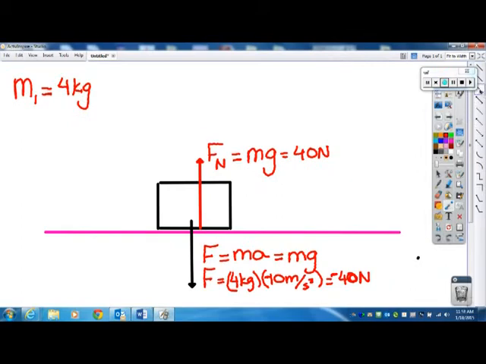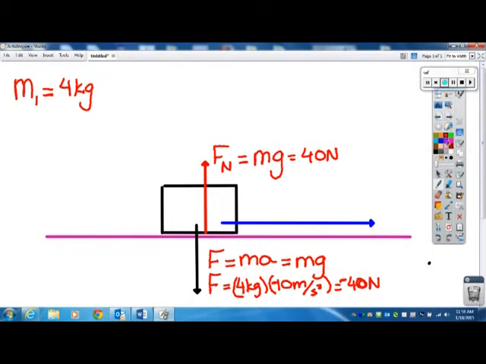So let's say you have a force that is trying to move this object to the right. We can call it F1, we can call it FA for applied force, whatever you want to call it. I'm just going to call it FA for applied force. So let's say there's a force to the right that's trying to move this object and it's 50 newtons strong, but the object doesn't move.